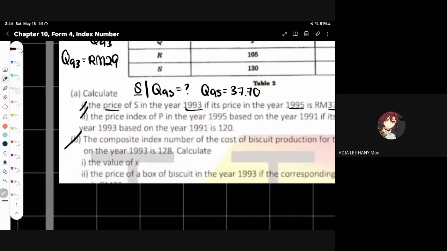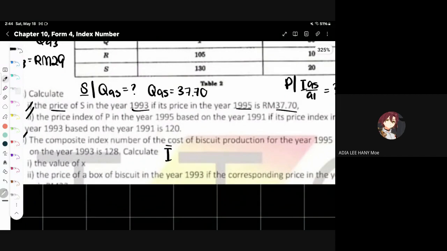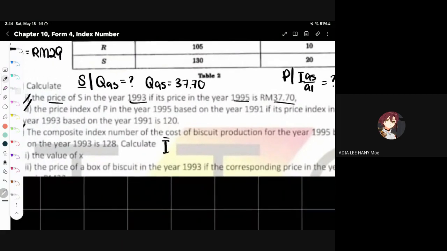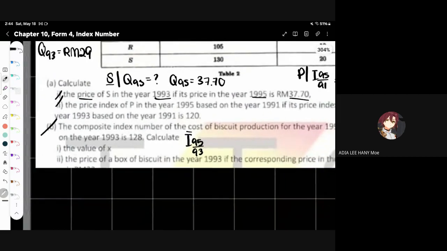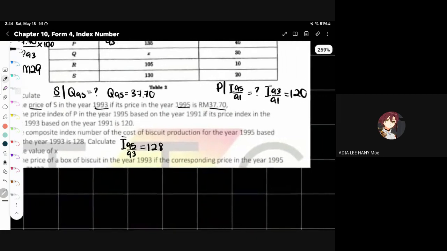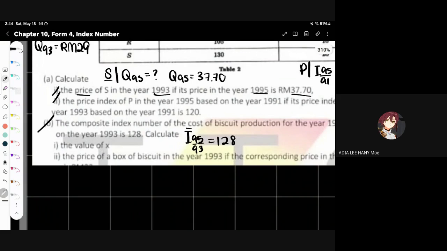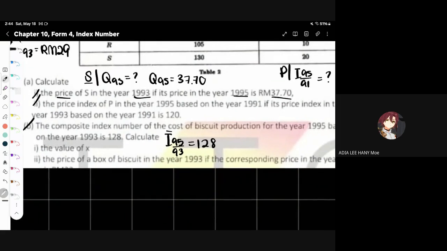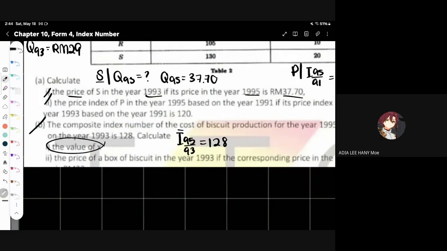The composite index. Yeah, they want the composite index. So of course, this one right here. What year? 1995 and 1993. So 95 and 93. 93 is 128. Ayo, I cut wrongly. It's fine, we can just stop at X, I guess. So they ask you to calculate the value of X. What is the value of X?